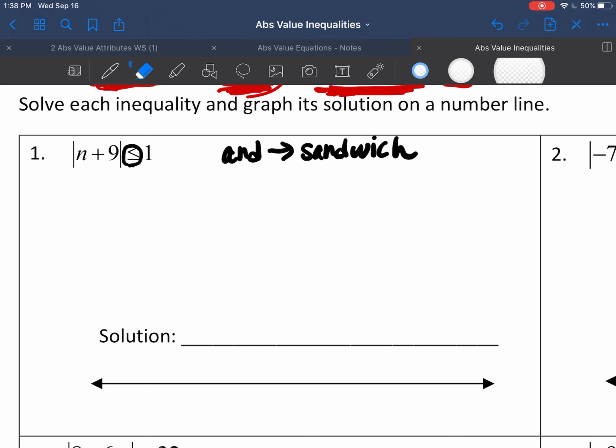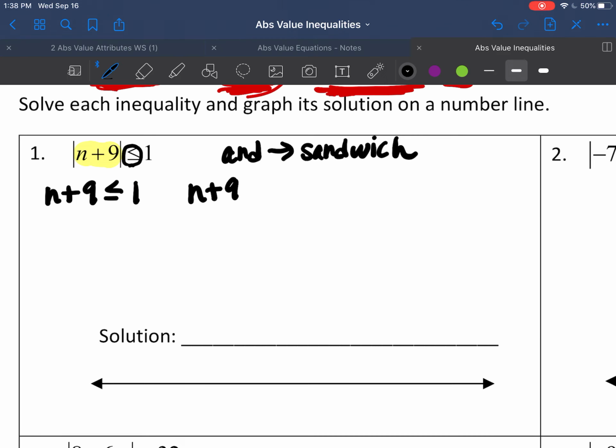Now that I know I'm using and, you take what's inside the bars and you write it twice. On the first case, you write it exactly as the inequality appears. On the second case, we're using the word and, you flip the inequality and you switch the sign. Two actions. Flip it and switch it.